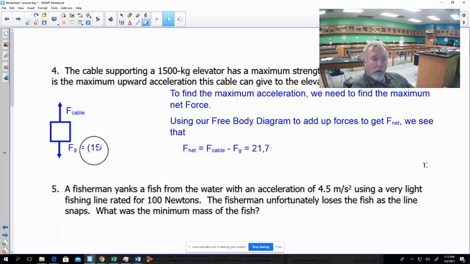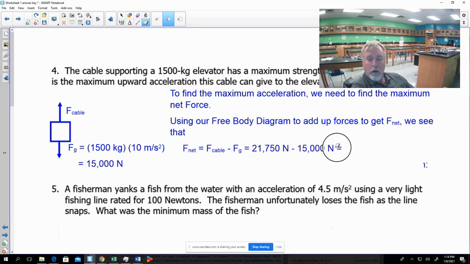What's our force of gravity here? Well, it told us it was a 1,500 kilogram elevator, and we know gravity is 10 meters per second squared. So our force due to gravity is 15,000 newtons. Our problem tells us that our cable has a strength of 21,750 newtons. We have to subtract the force of gravity, that 15,000 newtons. That tells us that our net force is 6,750 newtons.